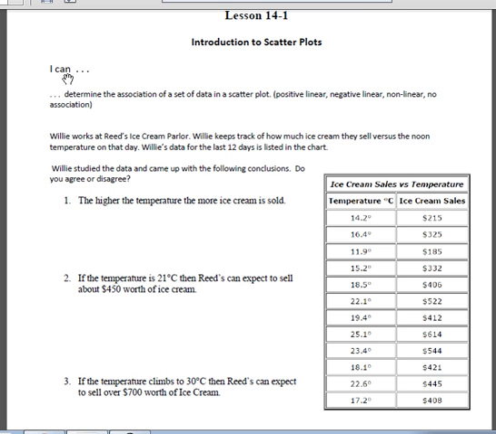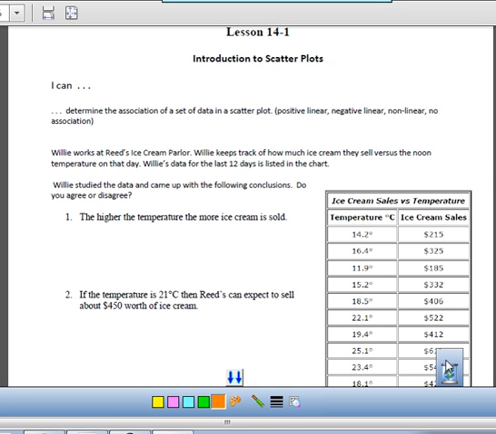So the learning target: I can determine the association of a set of data in a scatter plot. So there's positive linear, negative linear, or nonlinear, or no association whatsoever.